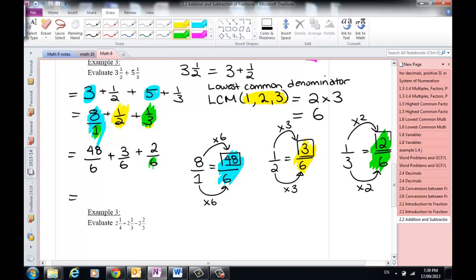They now all have the same denominator, and therefore all we have to do is add the numerators together, and they're all still over the same denominator. And 48 plus 3 plus 2 is 53/6. And here is our solution.